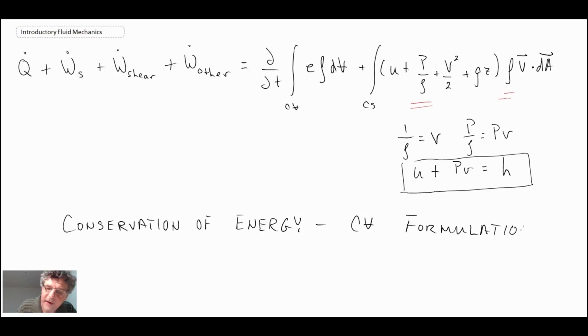And it is in the control volume formulation. So it enables us to apply it to situations where we have fluid crossing the control boundary. So what we're going to do in the next segment is an example problem, applying the control volume formulation for the conservation of energy to a system, and we're going to see how to apply it.